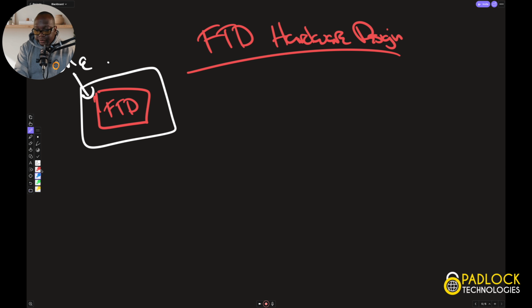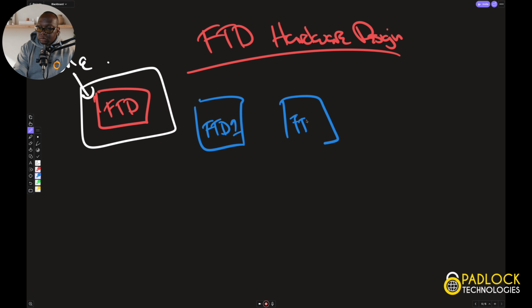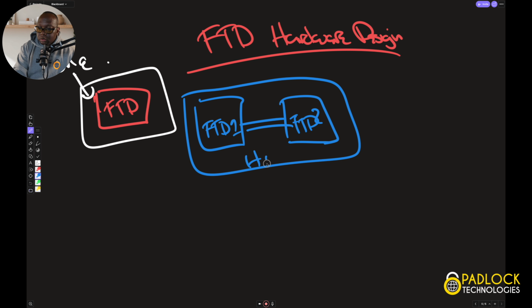So then you have two different types of HA. So you have FTD1, FTD2, HA, but this is active standby. All right, I see people use that the most.